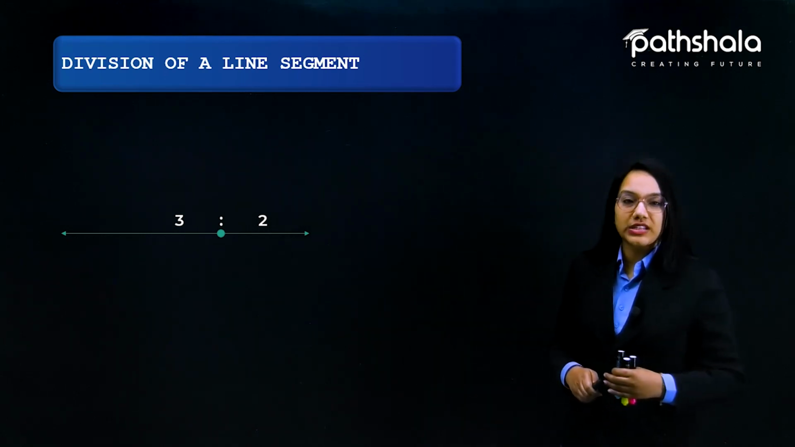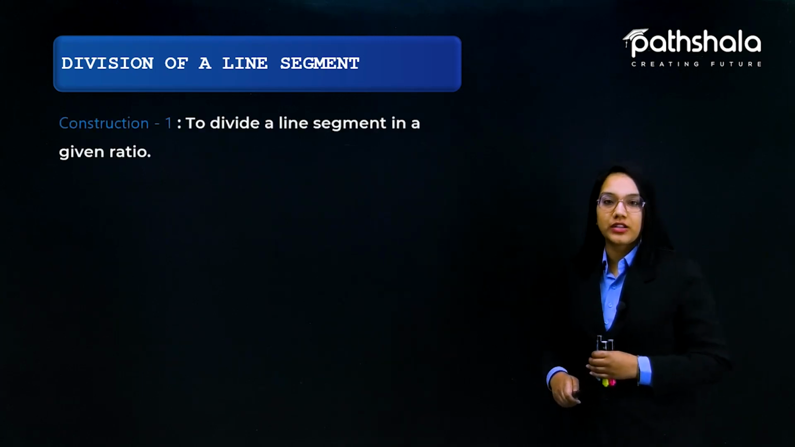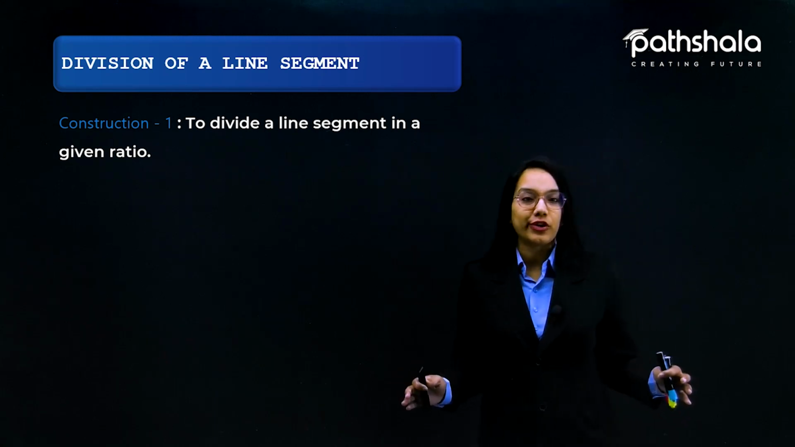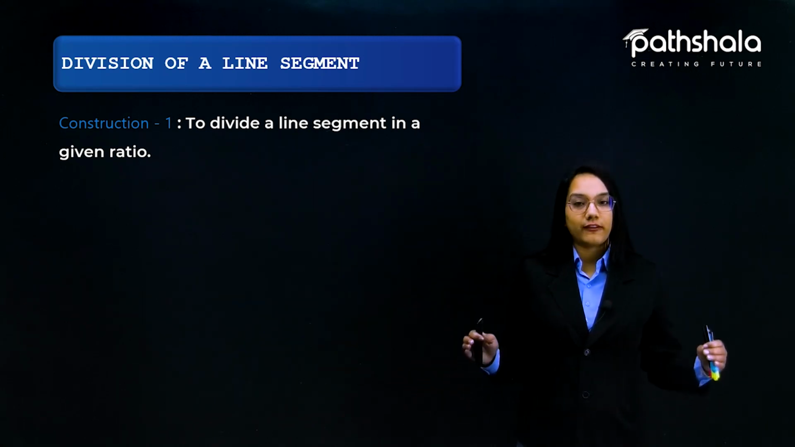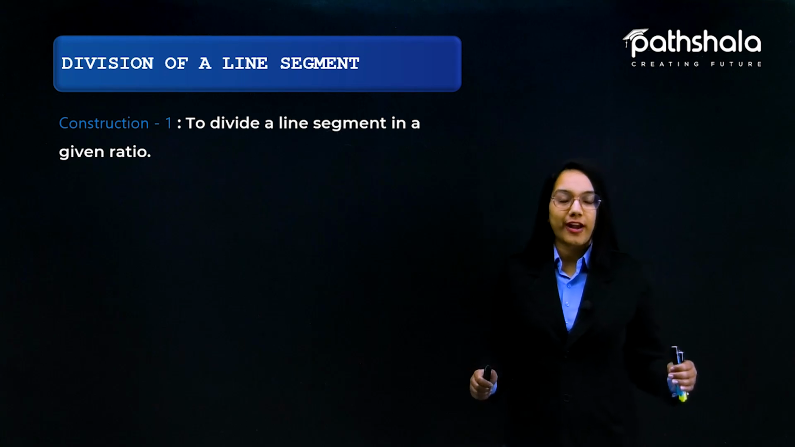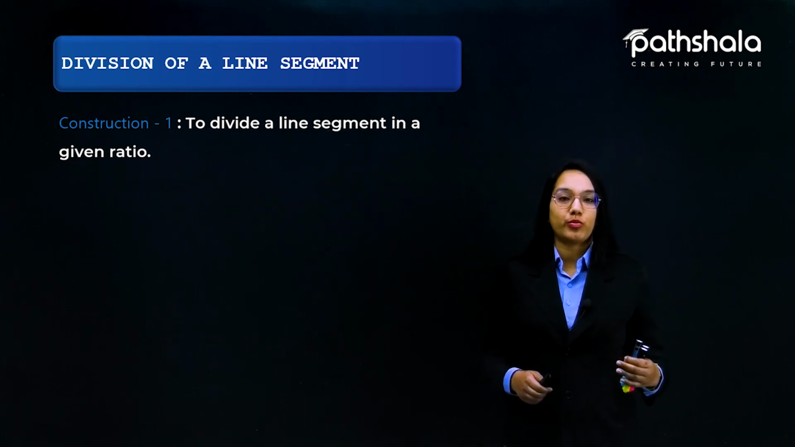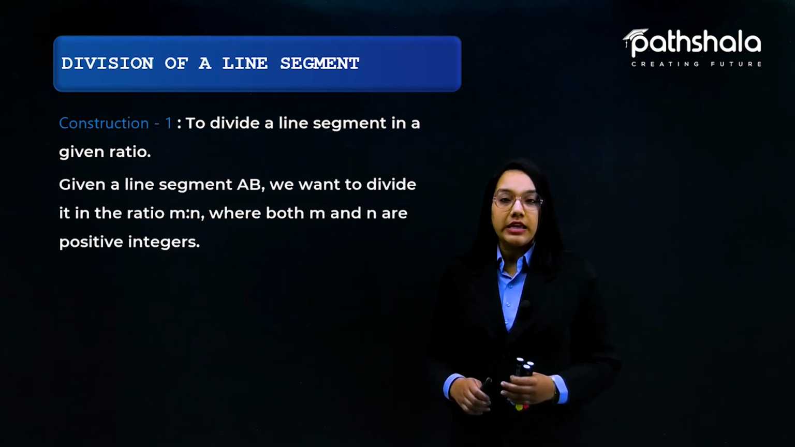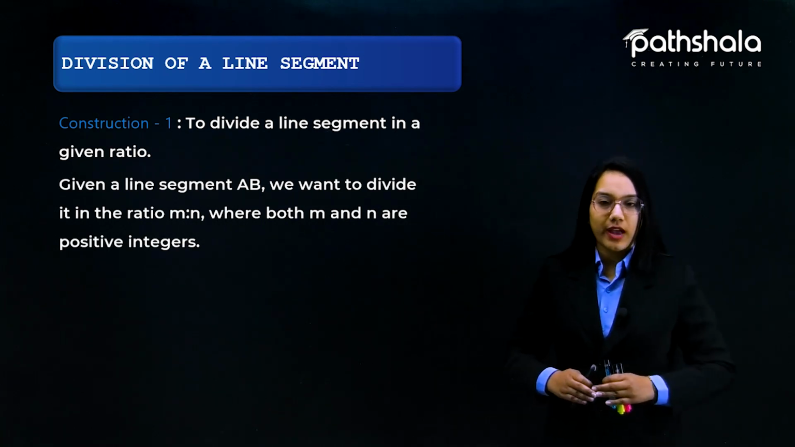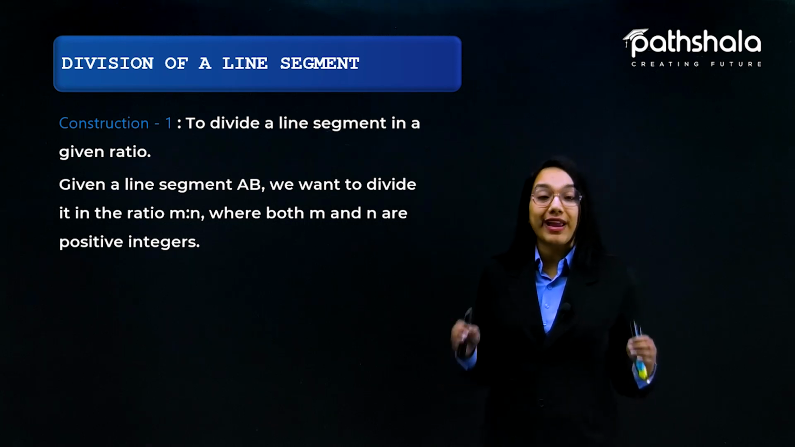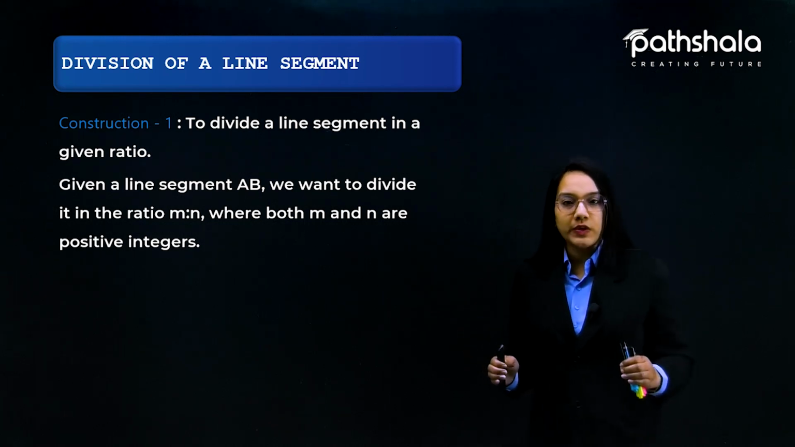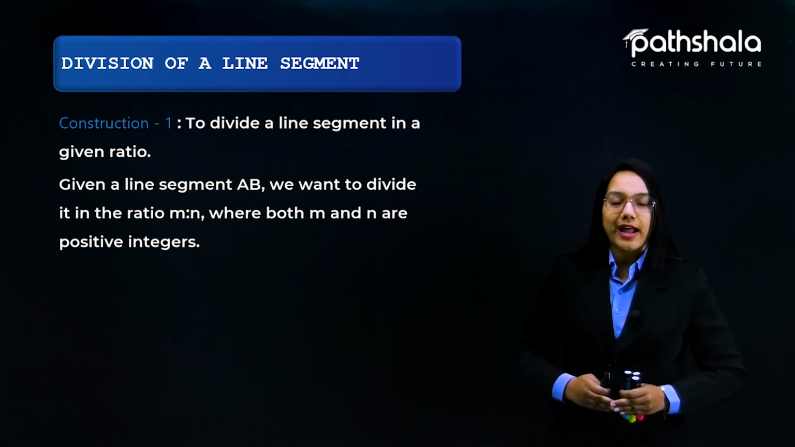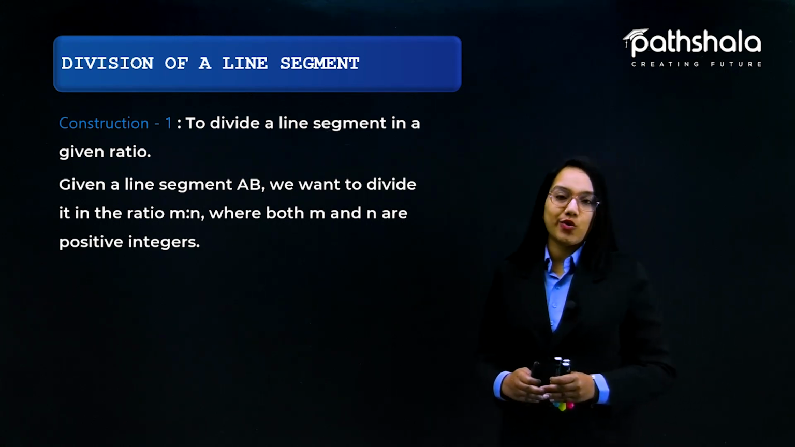Let us start with the very first construction, construction number 1, which says: to divide a line segment in a given ratio. Let us suppose we have a line segment AB of any measure, and we want to divide it into the ratio m:n. So we have to divide that particular line segment in any ratio m:n.